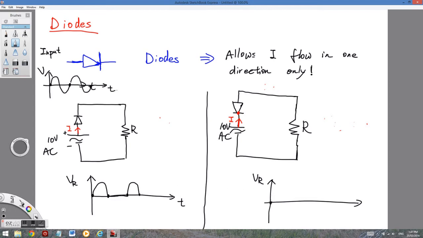Let me do some changes. Okay, this is for the first graph. For the second graph, the negative part of the input of the power source will be allowed through to the resistor. It looks like that.